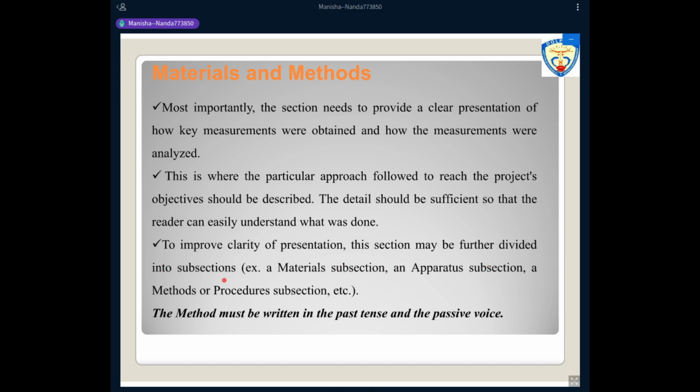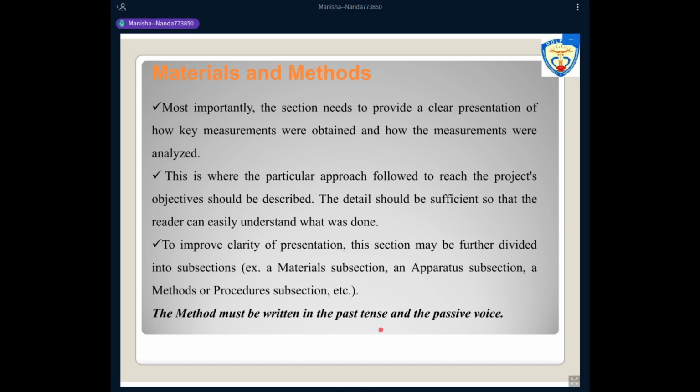Now, what does this mean? We always take this section as one, materials and methods. Obviously, requirements and procedure are two separate things, so you can make subheadings. You can make a section for requirements, and again divide it into chemicals, media, glassware, instruments, everything. And then while writing the methods or procedures also, you should make subsections. I mean, you should have a separate section for each and every experiment.